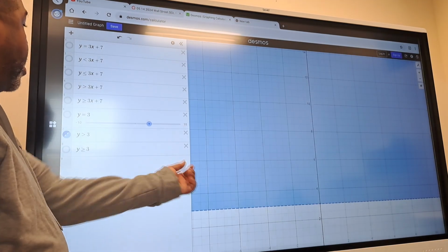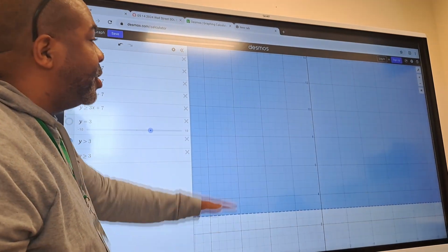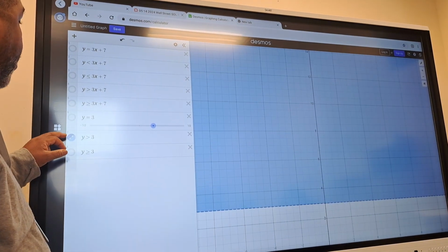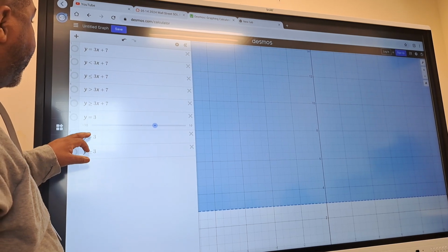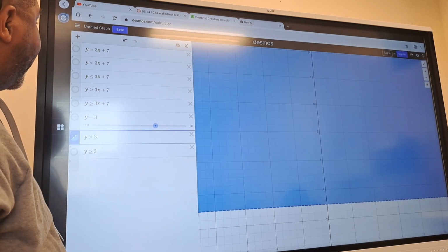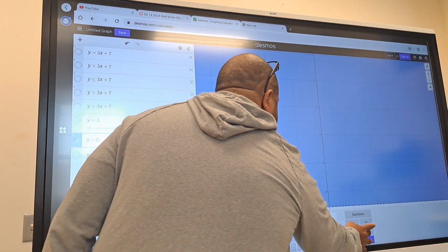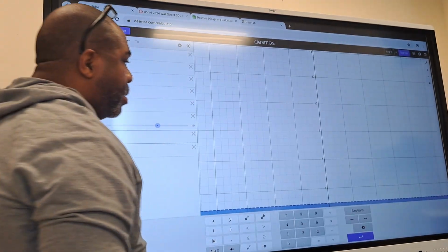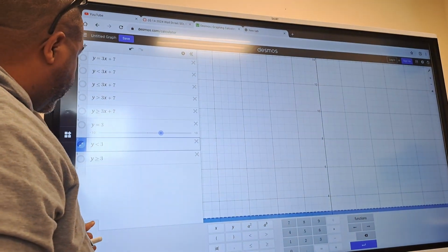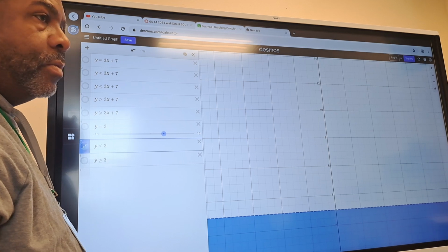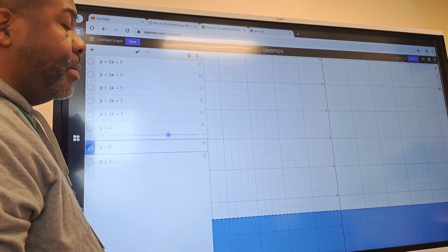All right, so when we have a dashed line, it's shading up. Now, what happens if it's y is less than? Let me change that from y is greater than to y is less than. Now we're shading down. Now we're shading down, right?